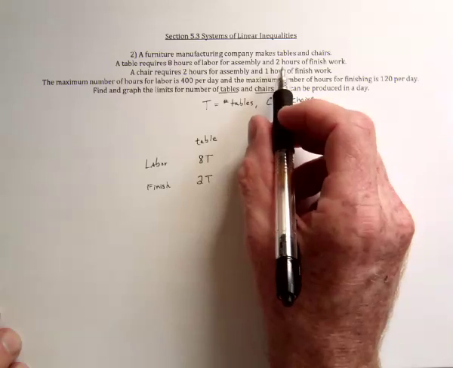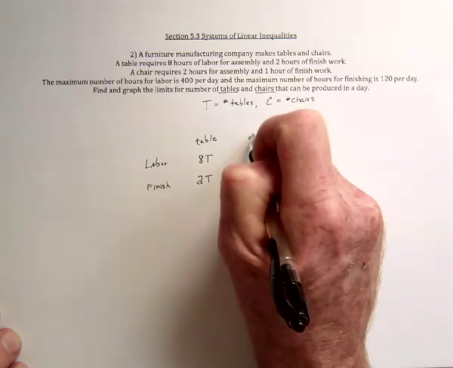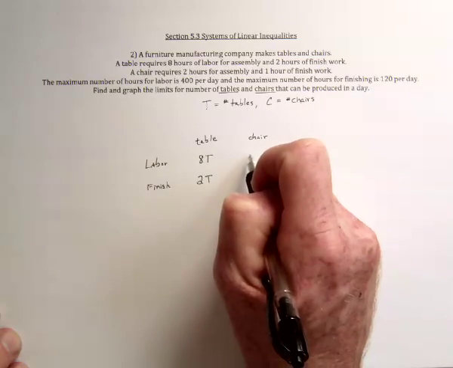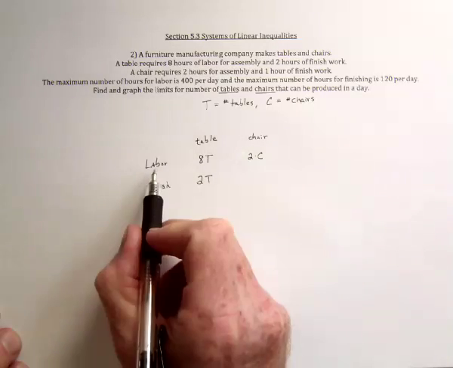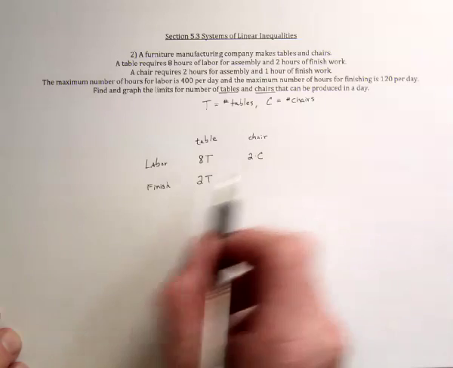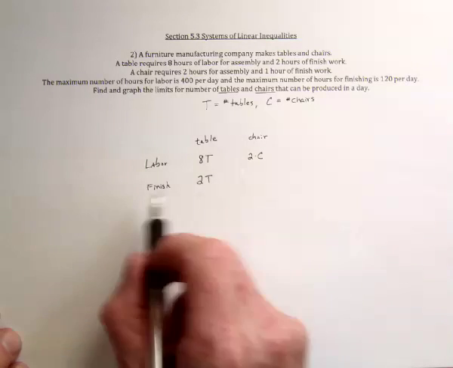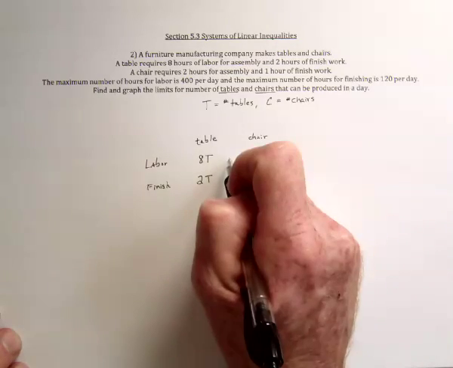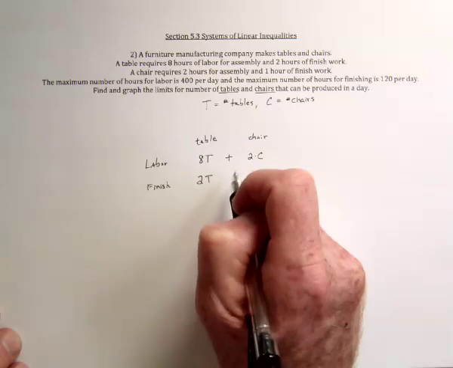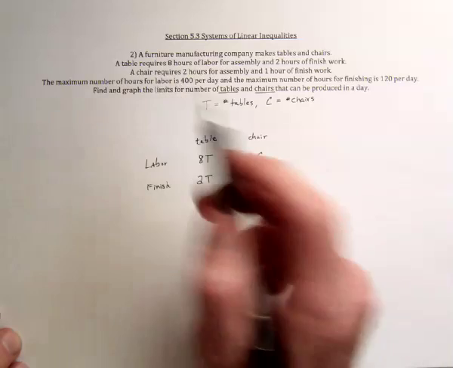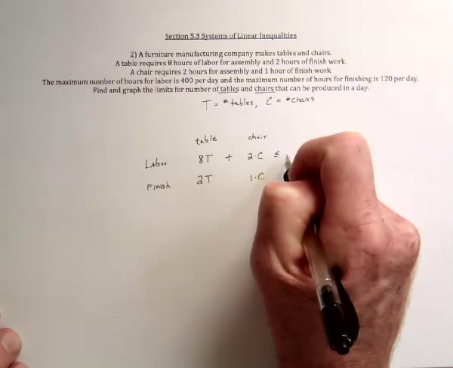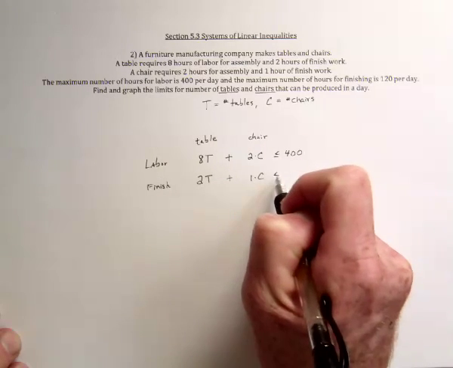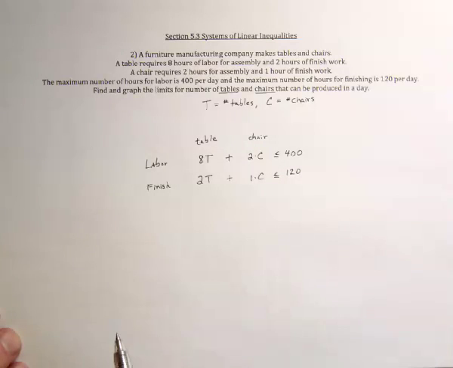coming from this. And now we need to do the same thing for each chair. So there is 2 hours of labor. So in the labor column, we've got 2 hours. In the finish work, this is labor row, finish row, we've got 1 hour for each chair. And when you add all of the labor together, it's supposed to be a maximum of 400 hours a day, less than or equal to 400. And when these are added together, it needs to be less than or equal to 120.